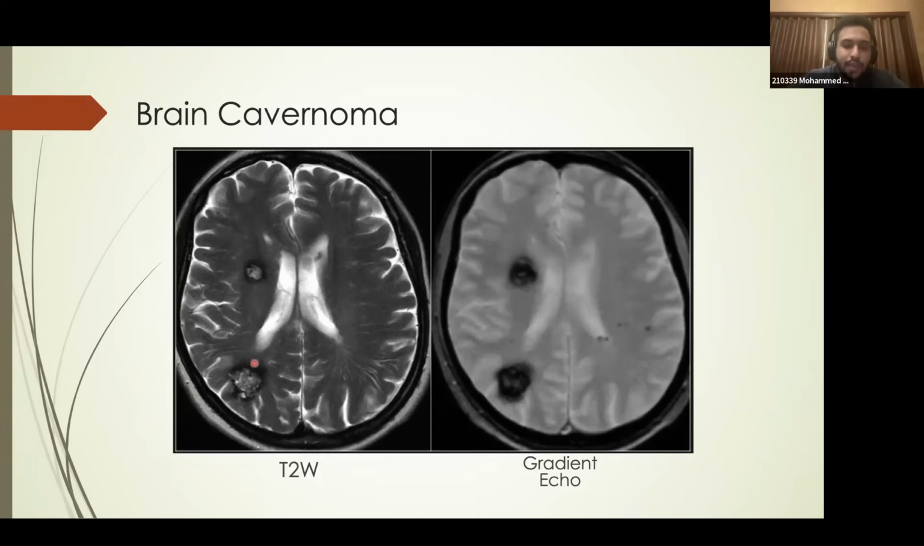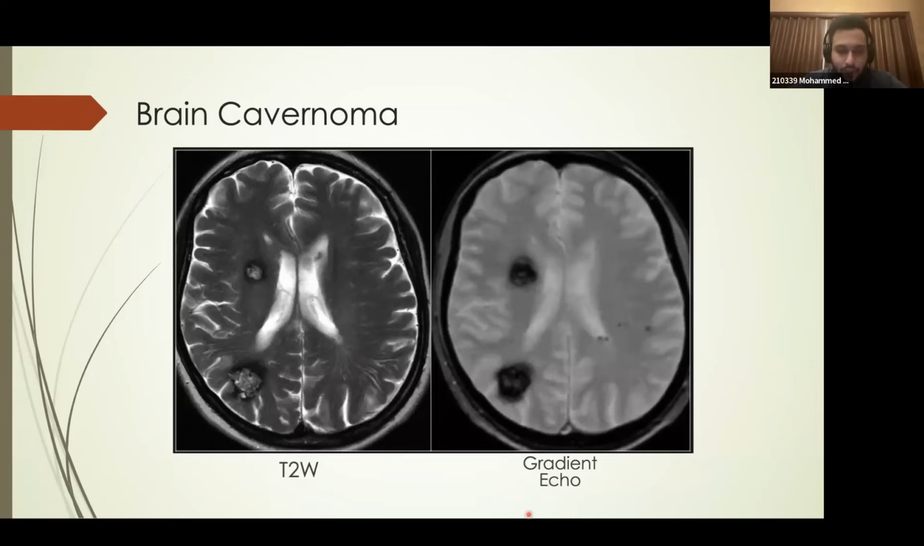Now, what this is basically showing you is that there was a bleed before. Why is that the case? With bleeds, you have hemoglobin, and hemoglobin has iron, and this iron will cause this artifact over time. The same thing can be visualized here.